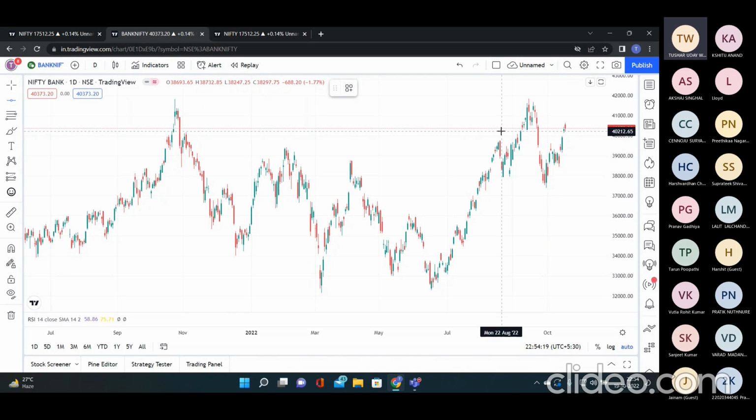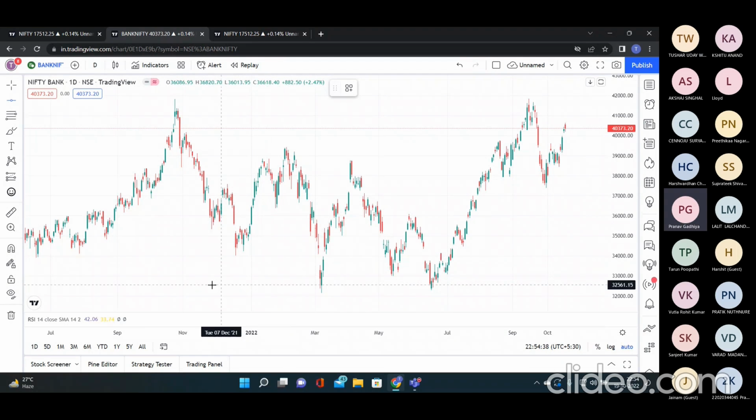Can you try at least? We have provided you material on what is resistance and what is support. Just take a wild guess. Before 2022, in December, I guess, there is support and resistance I can see. Yes, this level, on the left side.